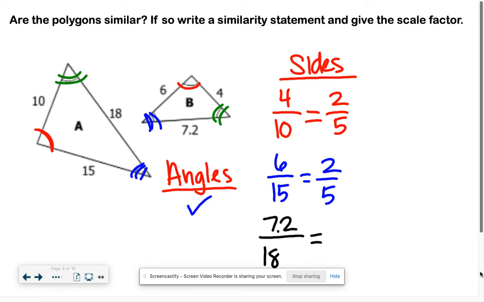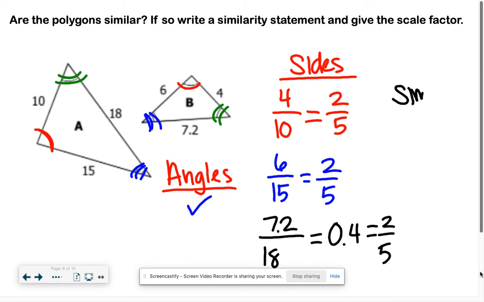7.2 divided by 18 is 2 fifths. Oh, it's 72. I got 2 fifths. 7.2 divided by 18, in a decimal? Oh, 0.4. Yes, but you have a fancy calculator, and 0.4 as a fraction is 2 fifths. So do you see how we got the same thing? Yeah. So since we got the same thing, these are similar.